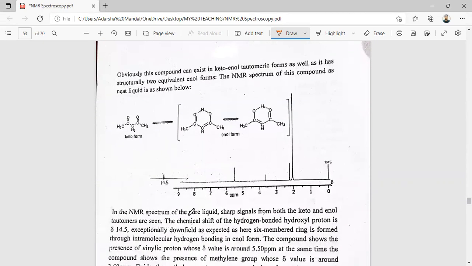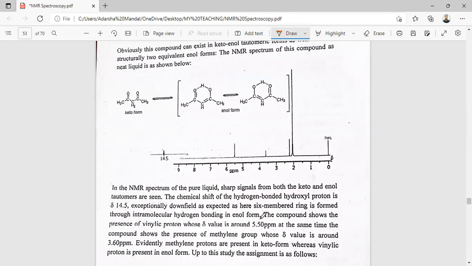So in the NMR spectrum of the pure liquid, sharp signals from both keto and enol rotamers are seen. The chemical shift value of the hydrogen-bonded hydroxyl proton comes at 14.5 ppm. So this hydrogen comes at 14.5, extremely downfield, as expected, since a six-membered ring is formed by intramolecular hydrogen bonding. The compound shows the presence of vinylic protons at delta 5.0 ppm. At the same time, the compound shows the presence of a methylene group whose delta is around 2.6 ppm.